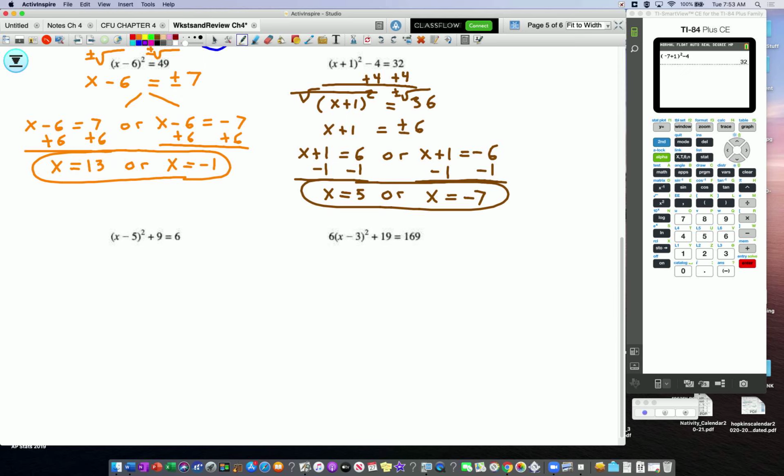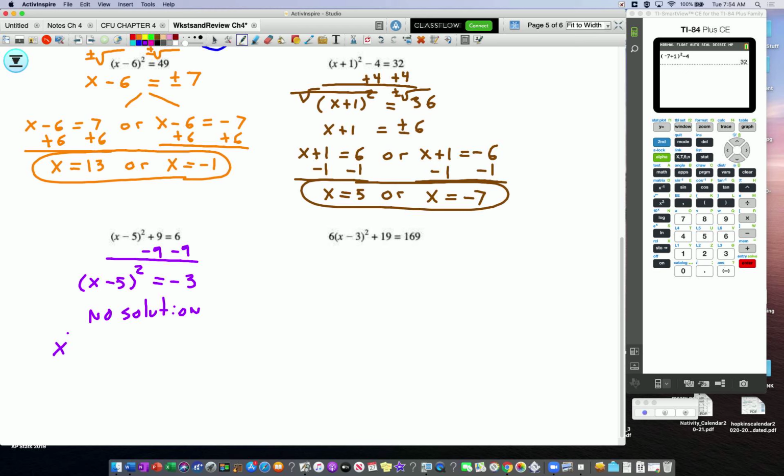All right, on the next one, first thing we want to do is subtract 9 from both sides. So I get x minus 5 quantity squared equals negative 3. All right, this better start to kind of go dee-dee-doo-doo. Wait a second. A square cannot equal a negative number. So right here you could say no solution.